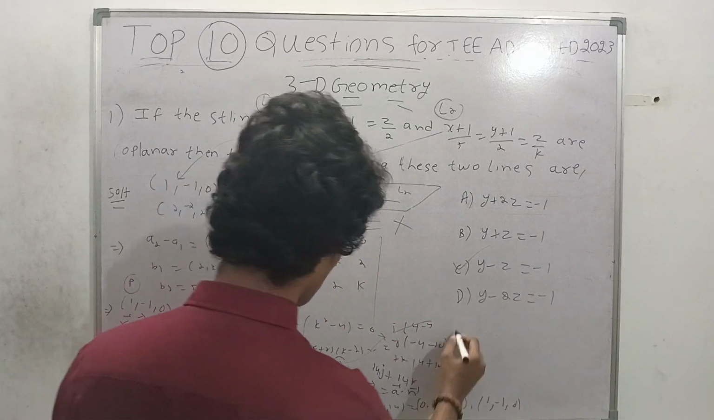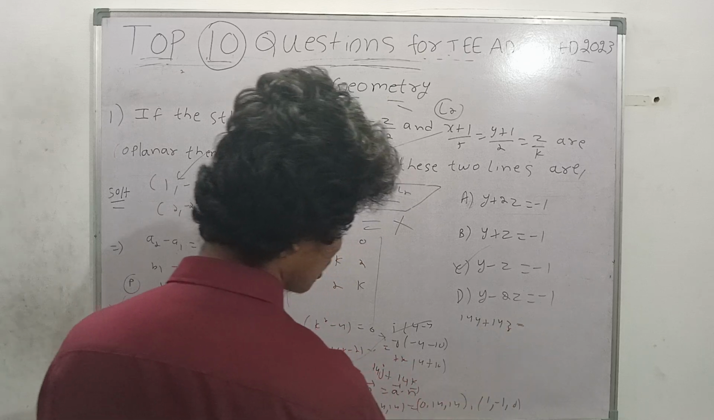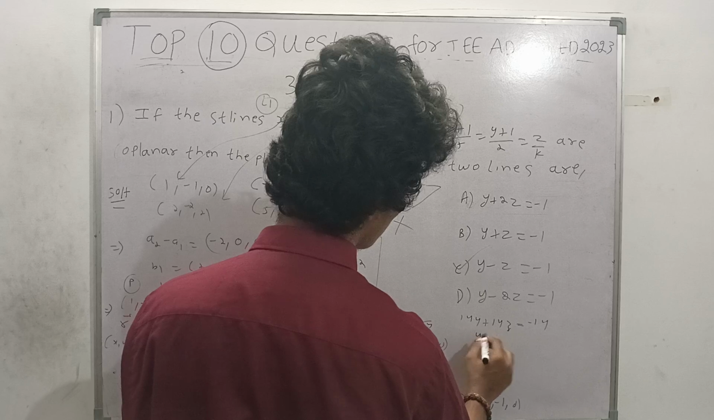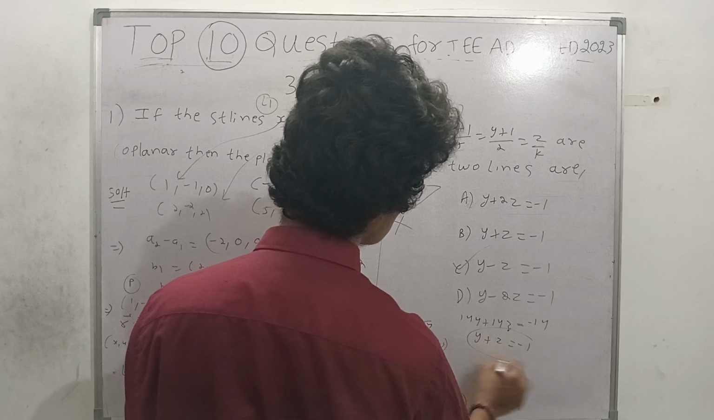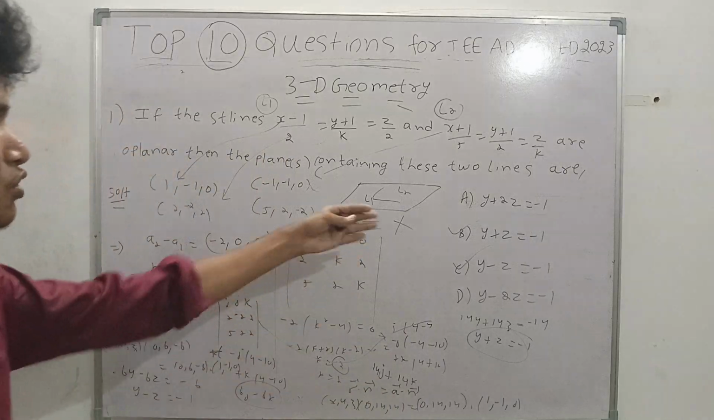So what is the answer now? Now 14y plus 14z equal to, now the answer is minus 14. So y plus z equal to minus 1. y plus z equal to minus 1. y minus z equal to minus 1. These two are the things.